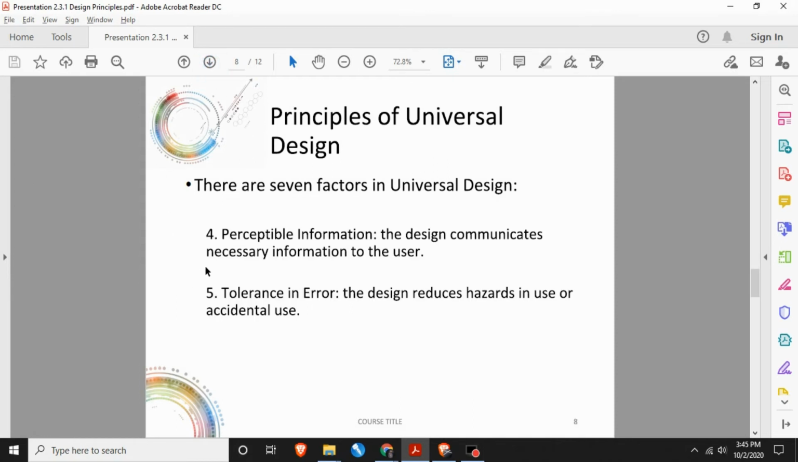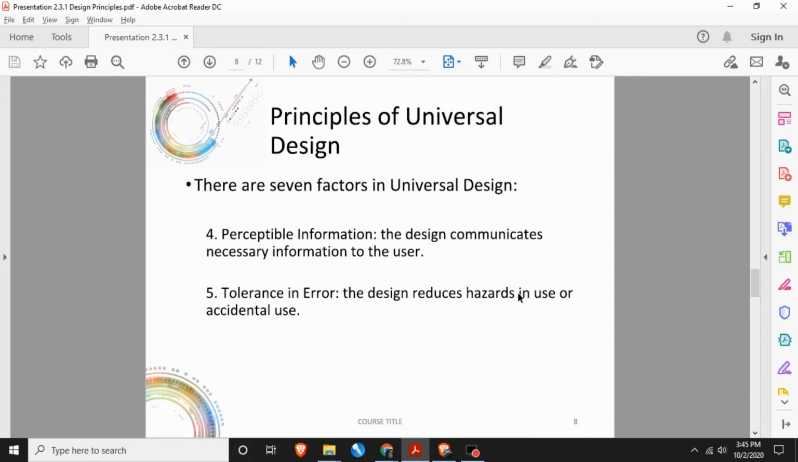All right. Perceptible information. Design communicates necessary information to the user. In the case of a car, if your oil light comes on or your gas light comes on, they are very unique symbols, and everybody knows what they mean. You don't change your gas light symbol because you want to stand out and you want to be different. You want people to know, hey, when that light comes on, you need fuel. When that light comes on, you need to check your oil.